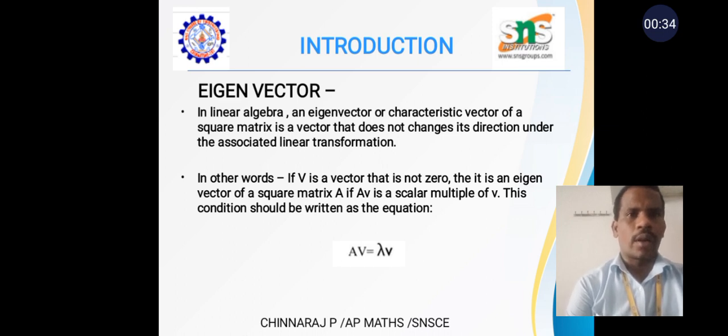Introduction. Eigenvector. In linear algebra, an eigenvector or characteristic vector of a square matrix is a vector that does not change its direction under the associated linear transformation. In other words, if V is a vector that is not zero, that is an eigenvector of a square matrix A, if AV is a scalar multiple of V. This condition can be written as the equation AV equals lambda V.